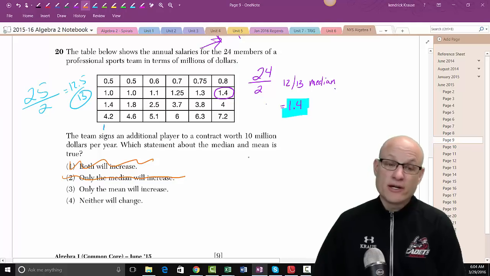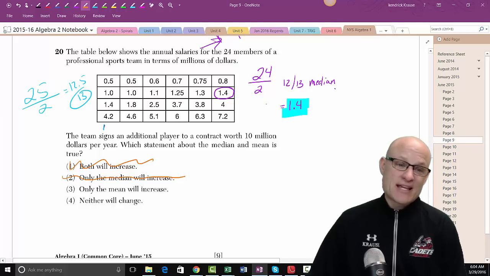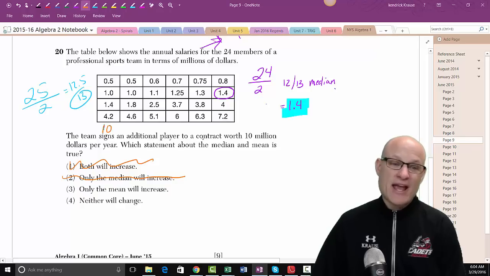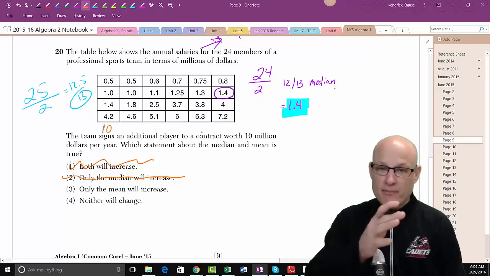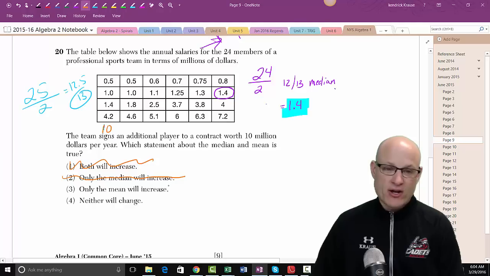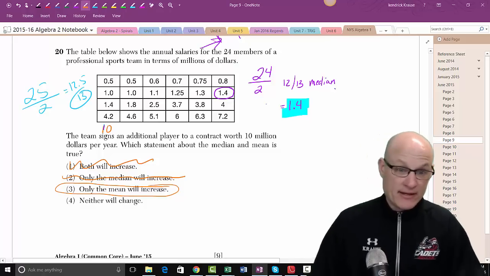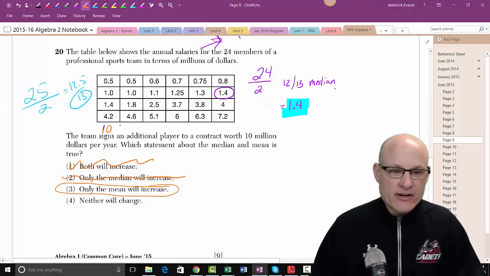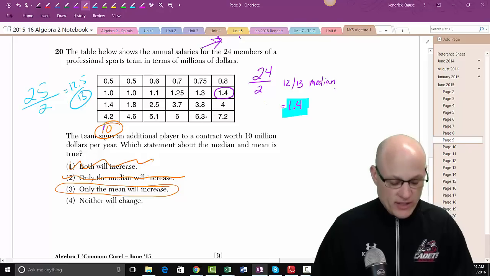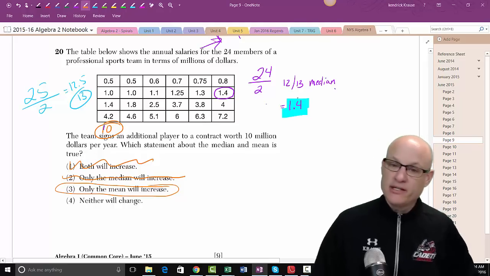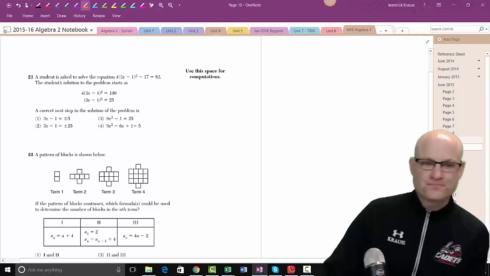So if you add a 10 here, that means you're adding a bigger number. That means the mean has to go up. And if you were to add all those together, you would find out that the mean actually increases. But I'm not going to add all those up and then divide by 25. You're adding a very large number to this group, and it's obviously going to bring the mean up. But the median did not change. That was a tough question. Sort of tough.